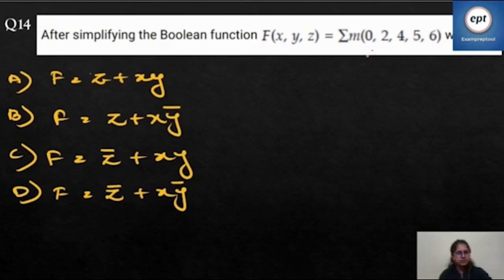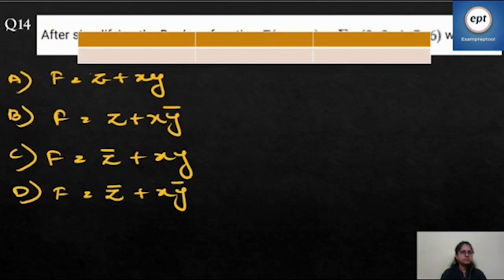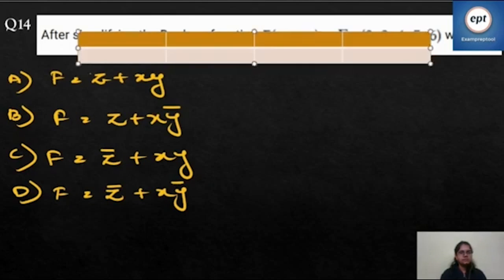Now if you have to minimize the expression, here also we will take the help of K-map. K-map will help us find the minimal expression for this. Here they have given 3 variables, so let's draw the table. The table will be a 2 cross 4 table that we have to draw.